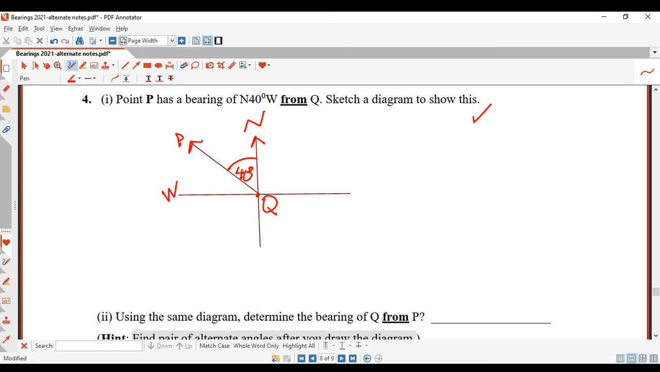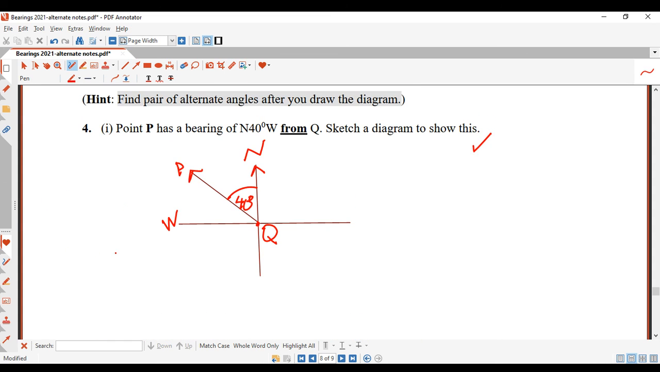So you've done the first part there. Second part says to work out the bearing of Q from P. So because it's from P now, I've got to draw a second compass in at P. Here it is. Okay. Now, from there, you've got to identify a pair of parallel lines. So obviously there is north. So there is north. There's your parallel lines there. Now, we need to work out this angle here. Now, this is 40 degrees, and this is alternate to that. So there's 40 in there.